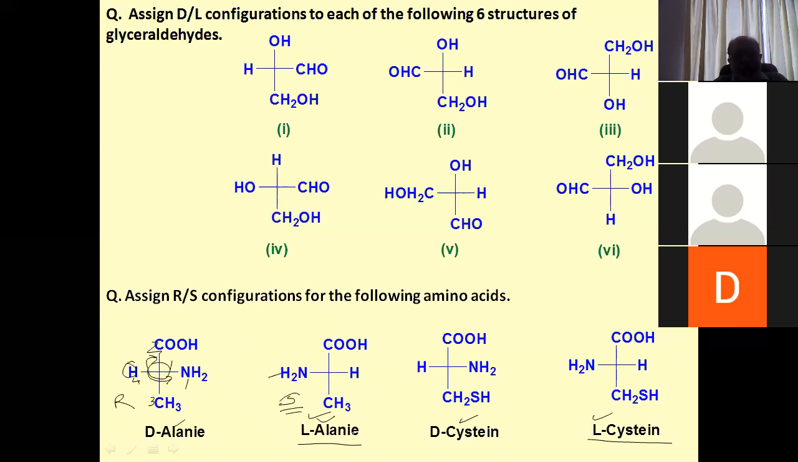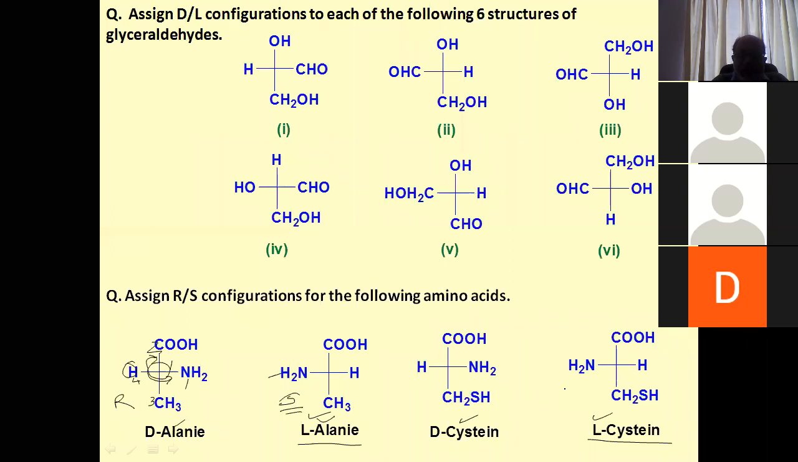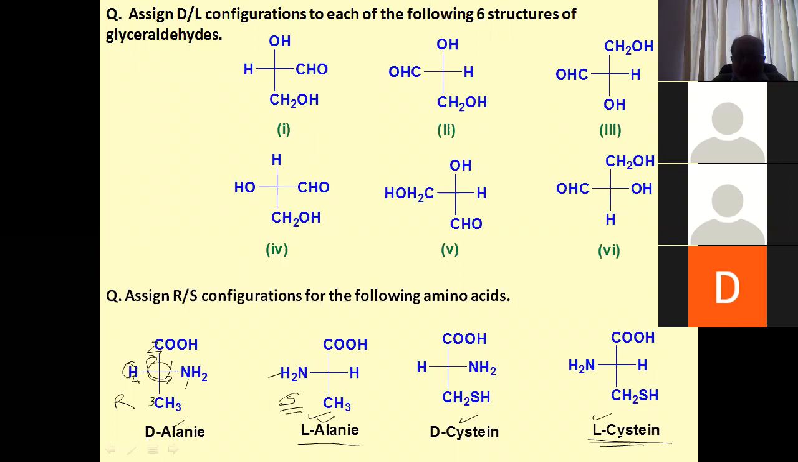That means your L-alanine, which is there, is also S-alanine. But what about this L-cysteine, which is our natural amino acid? What is its configuration? Just tell me.